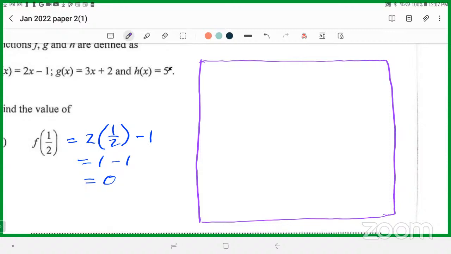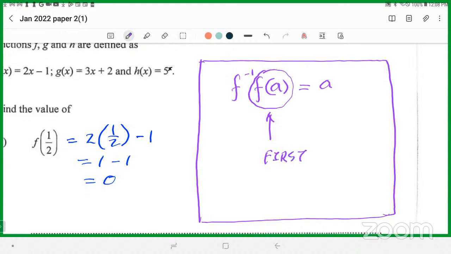Watch this now. F to the minus 1 of f of any number is equal to the number still. Anybody think they can explain why that is so? F to the minus 1 of f of a number gives back the number. Look at it this way. Remember, this composite function means this followed by this. So we'll do this first, and then we'll do this second.